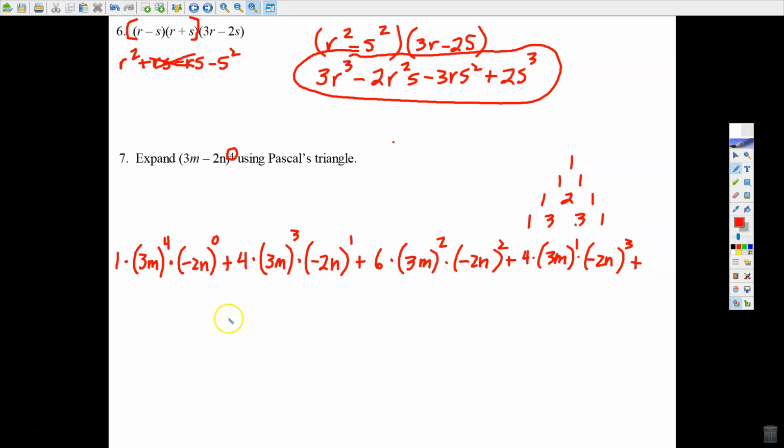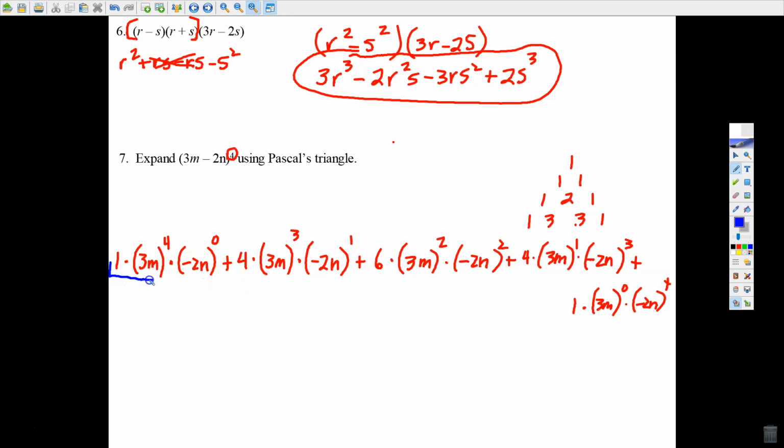And then finally, we'll just stick it down here. The last number from the row that we wrote down was 1. 3m goes all the way down to the 0, and negative 2n will go all the way up to the fourth. So the first term starts at, in this case, 4 and ends with 0, and the second term starts at 0 and ends with 4. Okay, now let's clean this up, and we'll get our final answer.